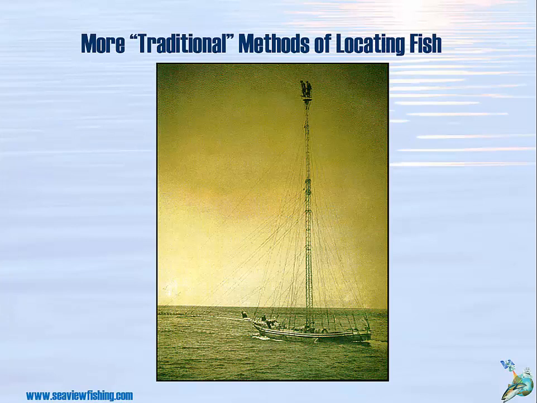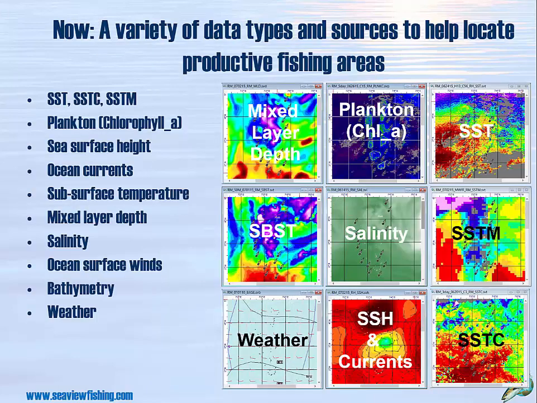This is how fishers used to use remote sensing to help locate fish schools. Today, things are quite a bit different. There is an abundance of oceanographic and weather data that we can use to help find productive fishing spots.